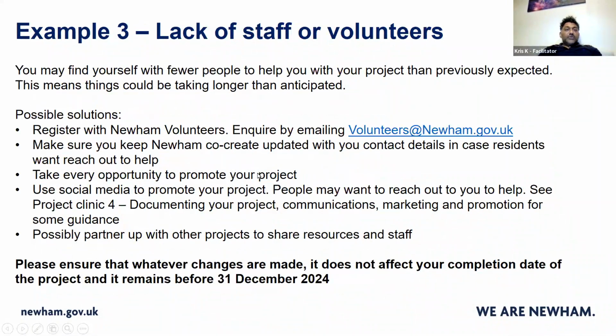So our next example is the lack of staff or volunteers. So you might find yourself with fewer people to help you with your project than previously expected. This means things could be taking longer than anticipated. So possible solutions, again, not exhaustive. Register with new volunteers, inquire by emailing volunteers@newham.gov.uk. Make sure you keep Newham Co-Create updated with your contact details.